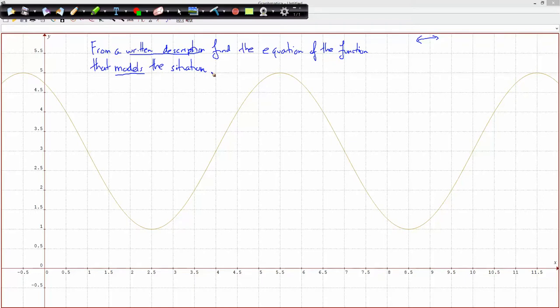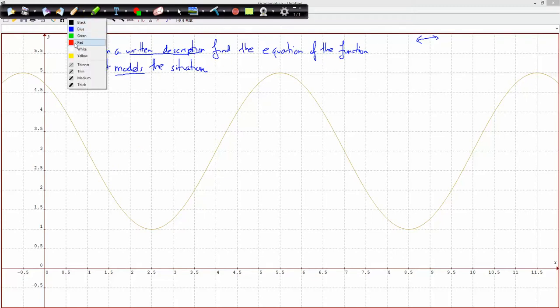But the approach I'm going to take is that we can always model this written description with a sine function. So I'm going to tend to do it in that way, except in some situations where we've got the curve in front of us and we're trying to find the equation of the curve, where it might be easier to find the cosine one first.